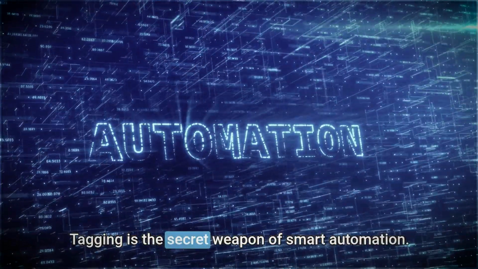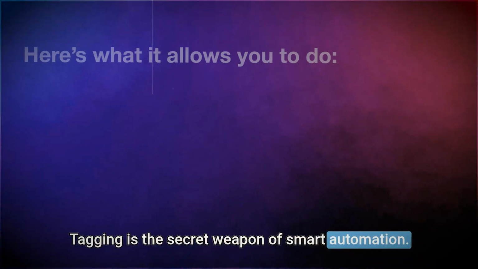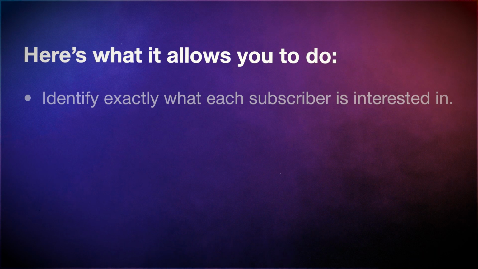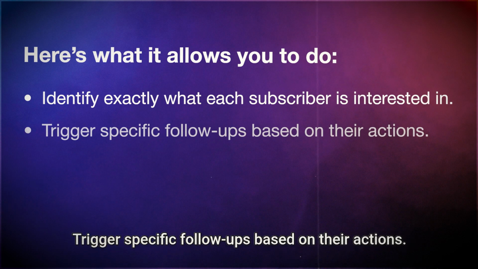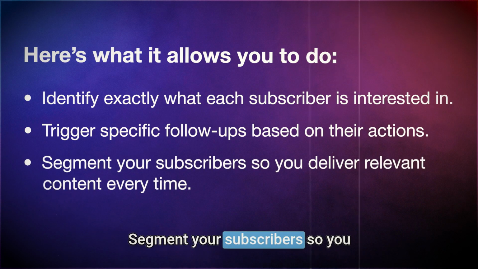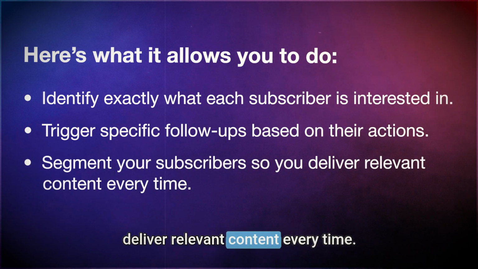Tagging is the secret weapon of smart automation. Here's what it allows you to do. Identify exactly what each subscriber is interested in. Trigger specific follow-ups based on their actions. Segment your subscribers so you deliver relevant content every time.